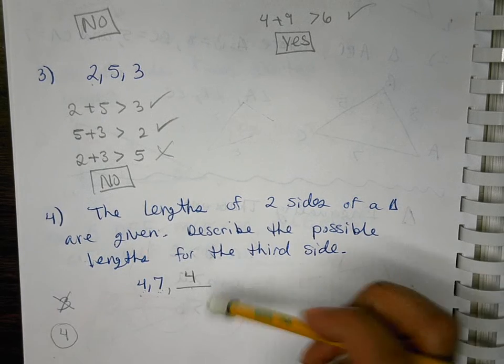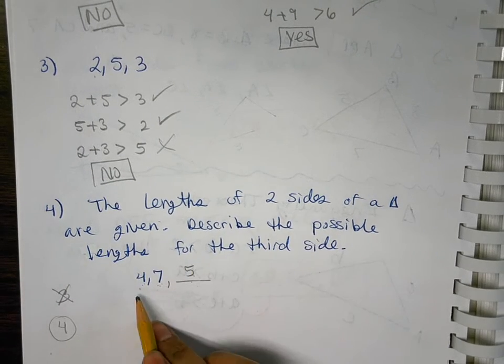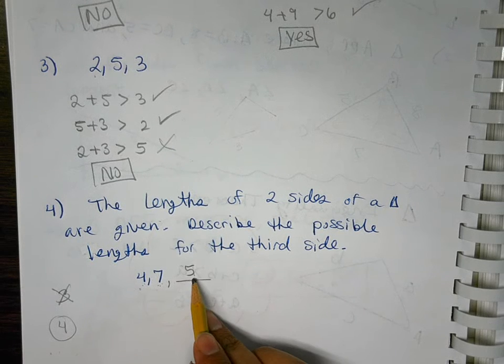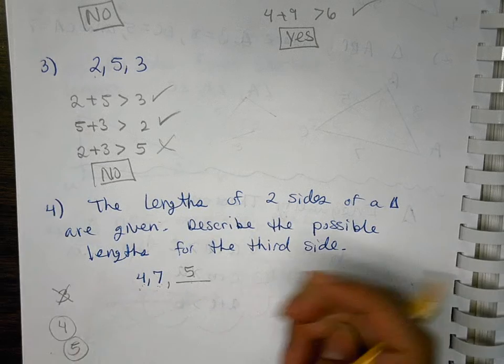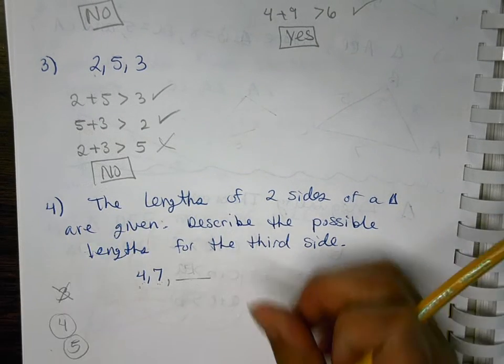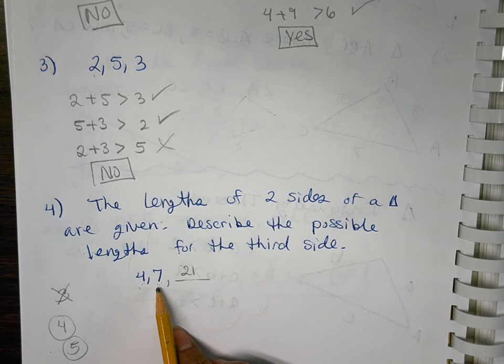Let's try another number. 5. Check it. 4 plus 7, does it work? Yes. 7 plus 5? Yes. And 4 plus 5? Yes. Give me a bigger number. 21. 4 plus 7, is it going to work? No.